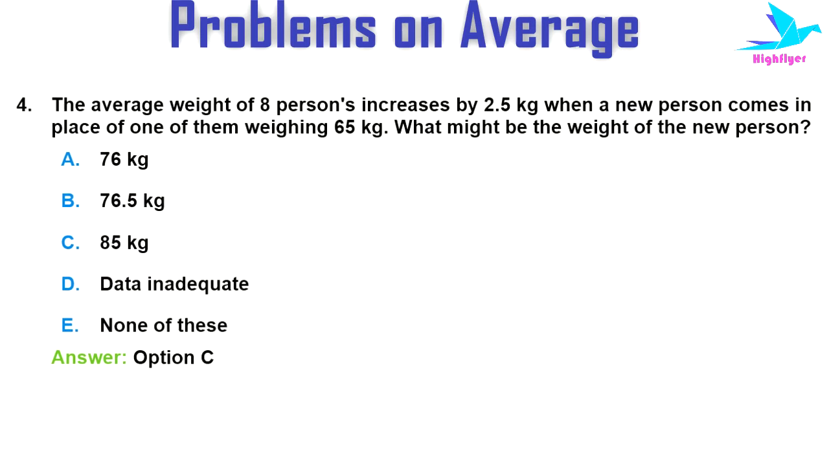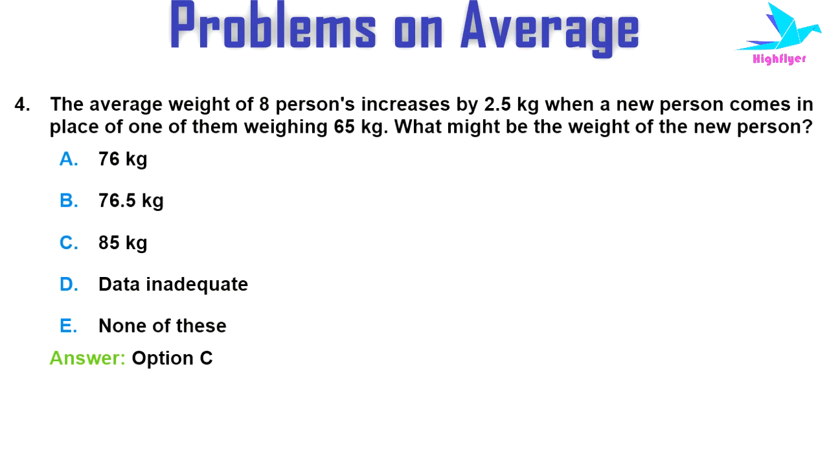Next question. The average weight of 8 persons increases by 2.5 kg when a new person comes in place of one of them weighing 65 kg. What might be the weight of the new person? The options are 76 kg, 76.5 kg, 85 kg, data inadequate, or none of these. The right option is option C, 85 kg.